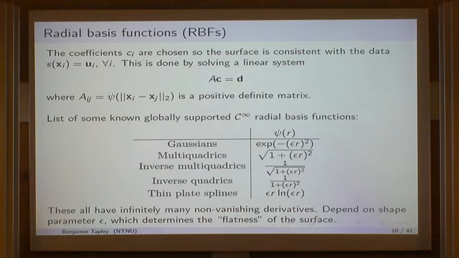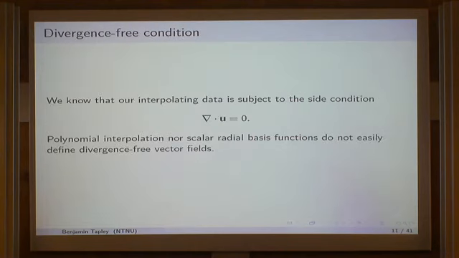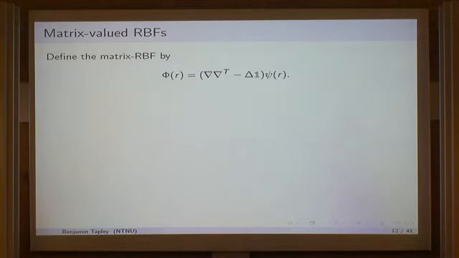I might just quickly mention that these depend on the shape parameter epsilon, which determines the flatness of our surface, of our Gaussian, for example. Generally, the flatter these radial basis functions, the better our approximation is, but then we get a more ill-conditioned linear system. So we have this side condition, and we can use matrix radial basis functions to enforce this side condition.